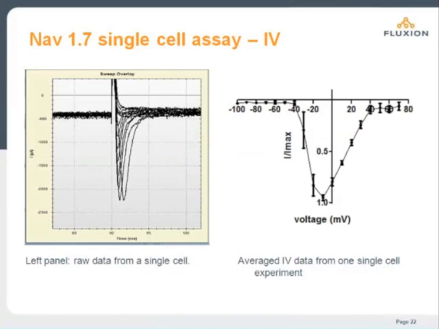Shown on this slide is an activation current voltage plot done with a single cell plate. Shown on the left are sweep overlays for a representative cell generated from steps from -100 to +70 millivolts in 10 millivolt increments using a holding voltage of -120. Shown on the right is the average IV plot, where the currents from all the cells that pass threshold criteria were first normalized to peak. And this agrees well with expectations from manual patch for this channel.